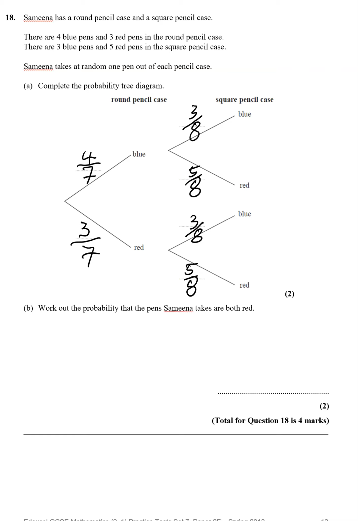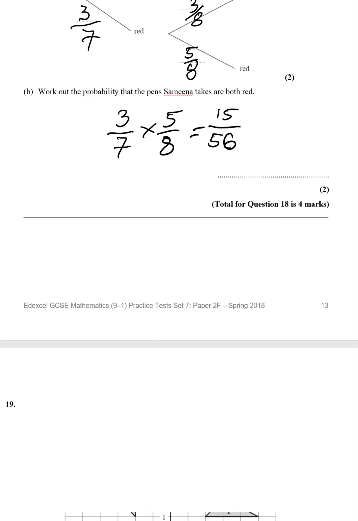And then work out the probability that the pens Samina takes are both red, so this branch we're interested in. So it's 3 over 7 times 5 over 8. Remember, multiply along the branch. Don't need to simplify. 7 times 8 is 56. So 15 over 56.